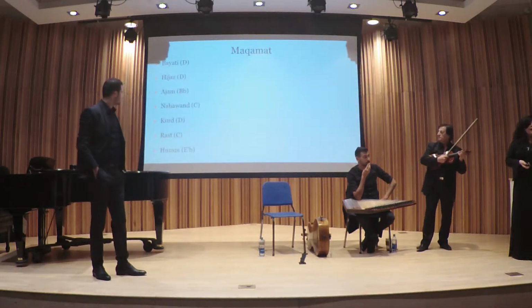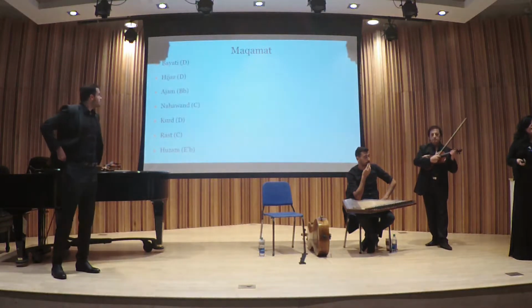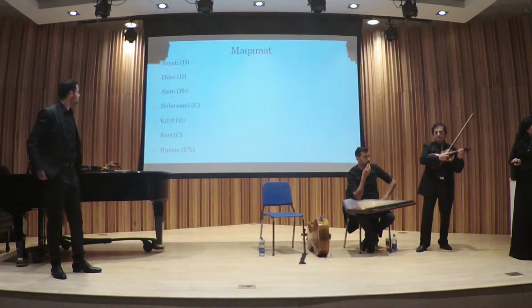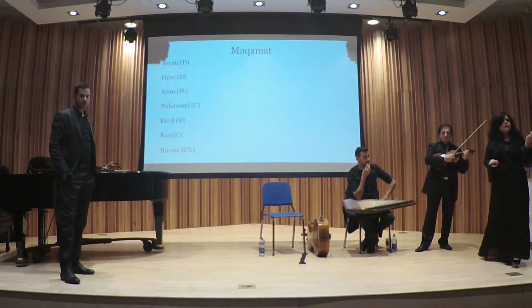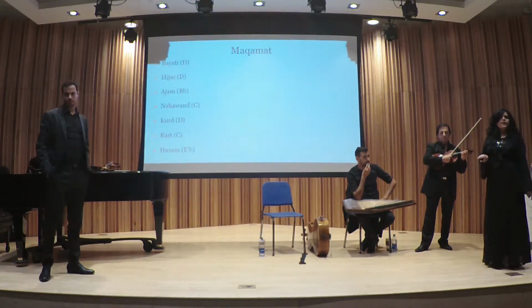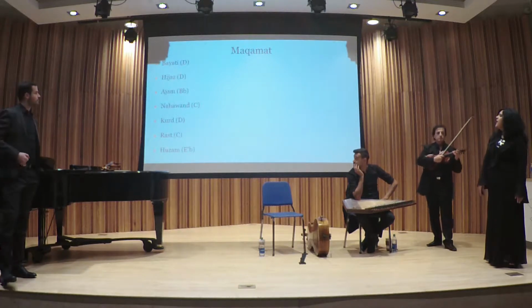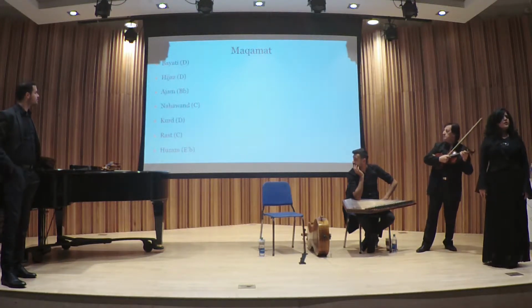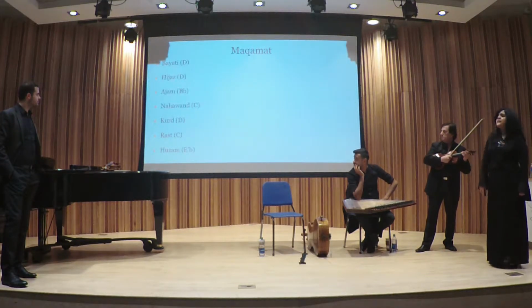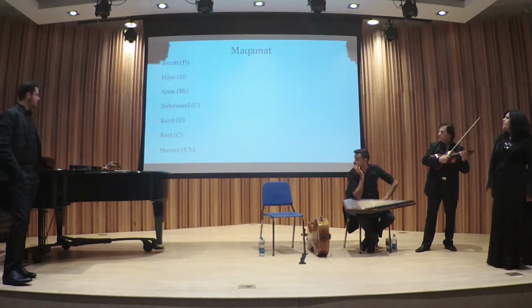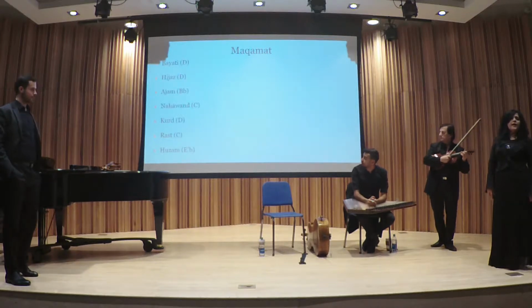Again, in Western we have major, and how many types for minor? We have natural, harmonic, and melodic, right? And here we have Bayati, Hijaz, Ajam, which is a major. Ajam is a major. Nahawand is minor. Kurd, Rust, and Huzam. I will have many more.